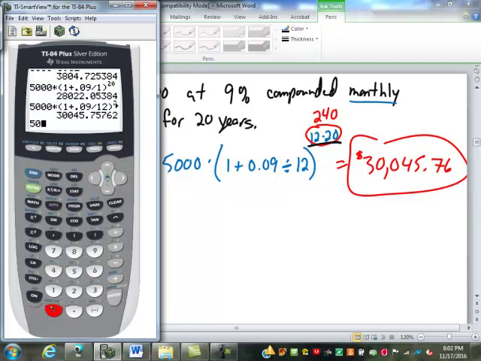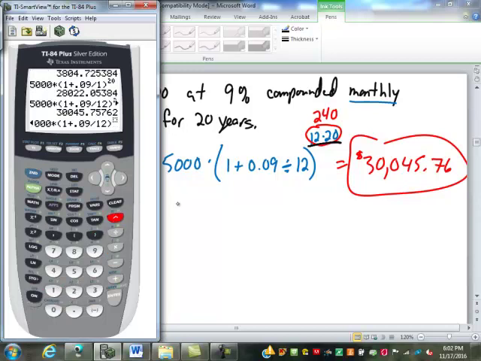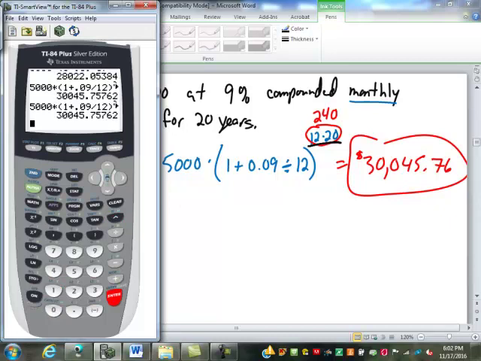Okay, so 5,000 times, open parentheses, 1 plus 0.09 divided by 12, close parentheses, and then I use the caret key is what I use for the power on my calculator. You might have an x to the y or y to the x key. And type in the 240. 30,045.76.